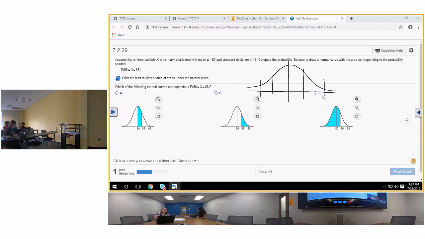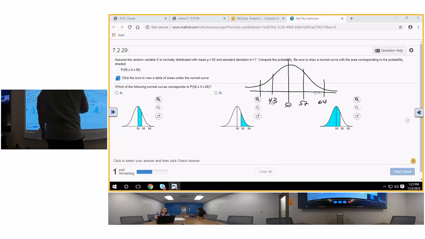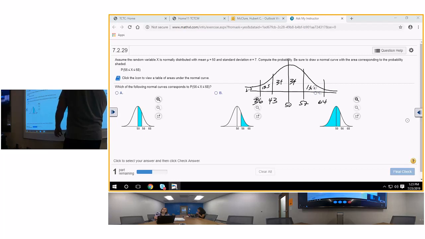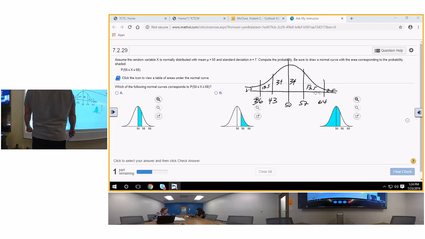50, 57, 64, 43, 36. Okay, 2.5, 13.5, 34, 34, 13.5, and 2.5. Remember me telling you when you do your copies to have the percentages in there? So you don't have to write them every time? Right. Okay, what numbers, what does this say? Is this left, right, or between?